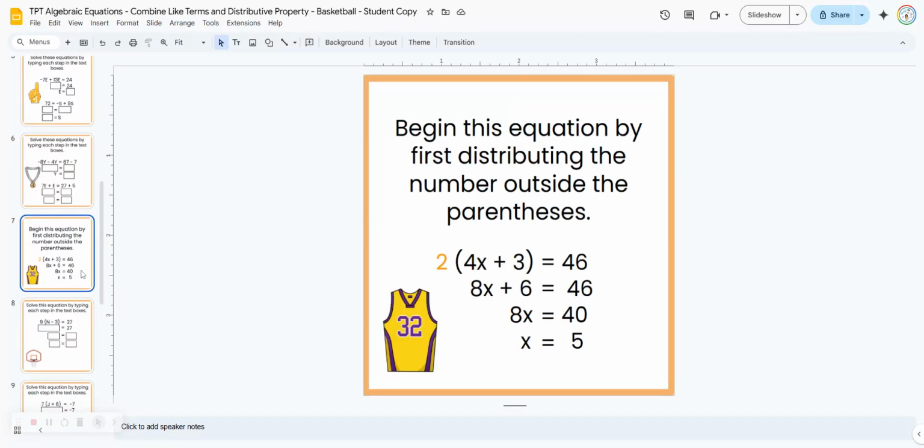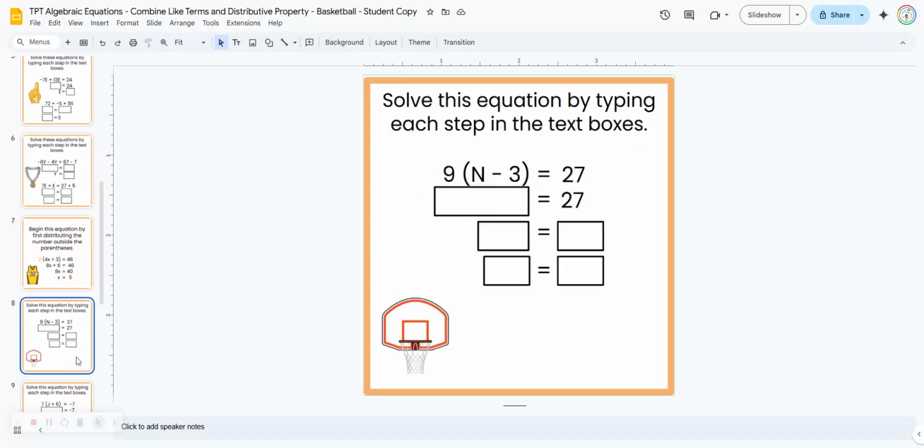Now when we get to slide 7, we're going to be looking at the distributive property. So before we can solve for the variable, we need to distribute this 2 to every term in the parentheses. So we're going to get 8x plus 6, and then we have a two-step equation to solve. The students are going to do that on slide 8.